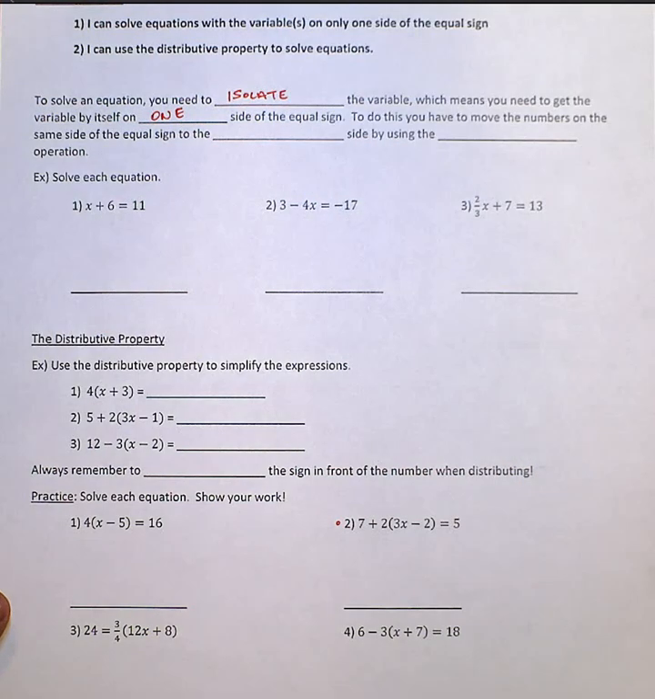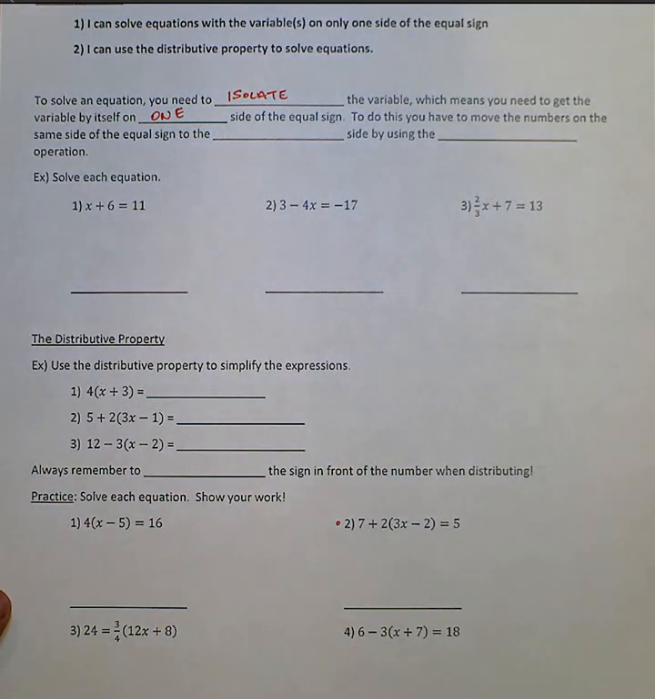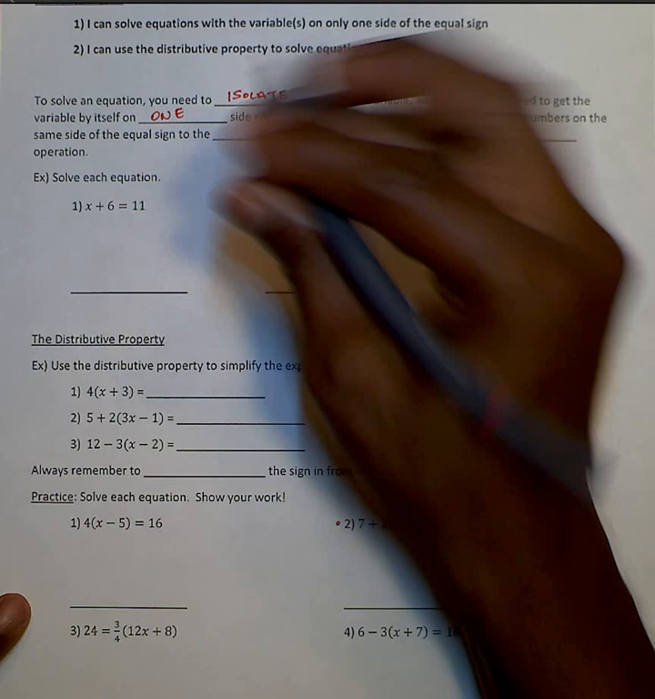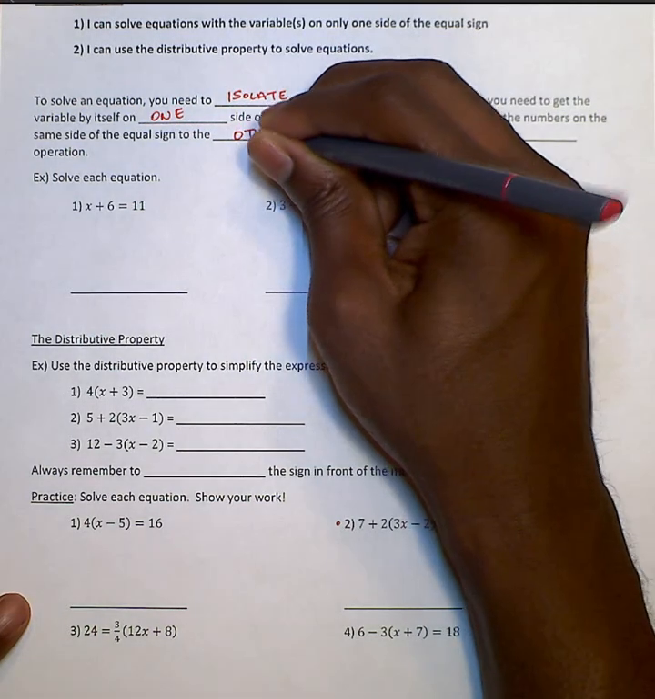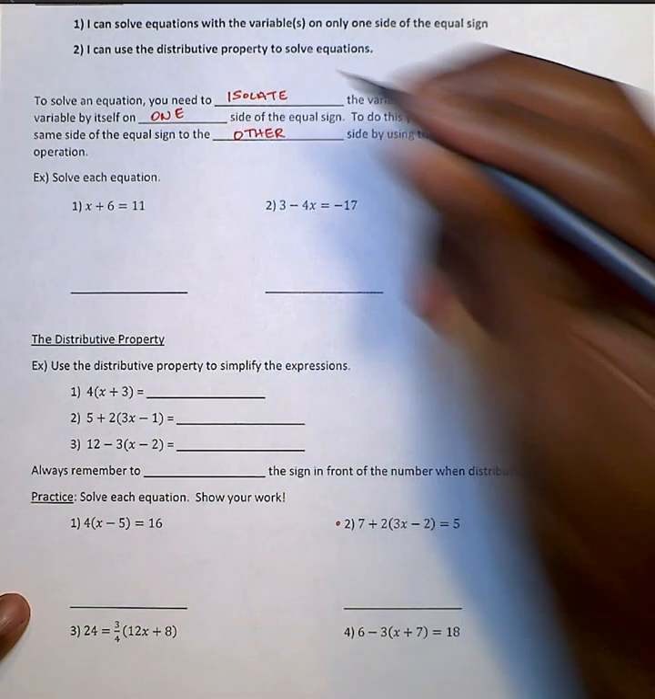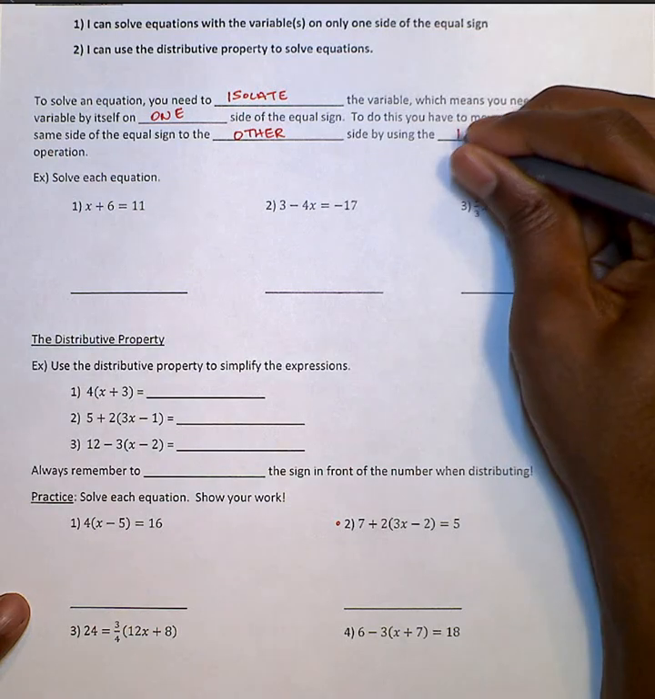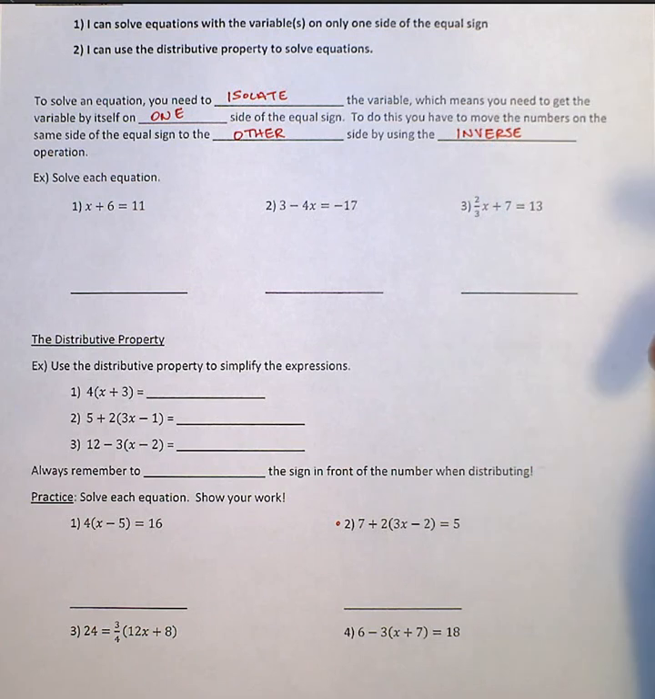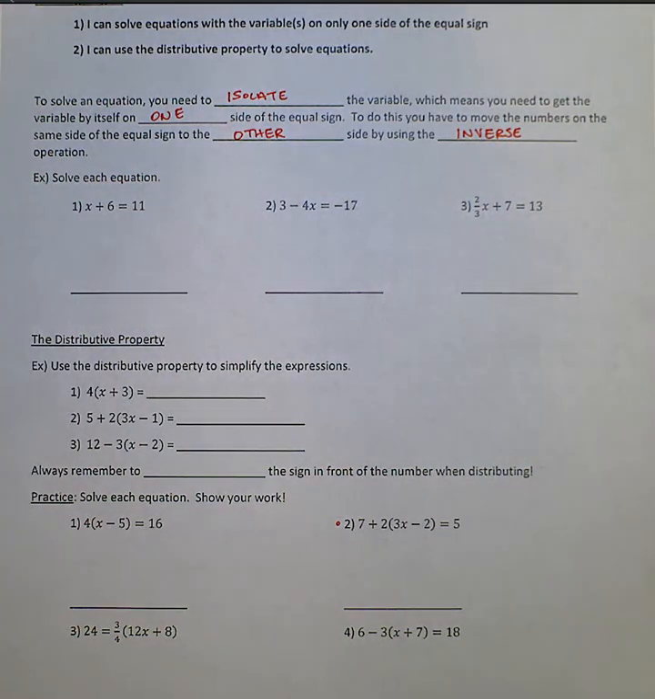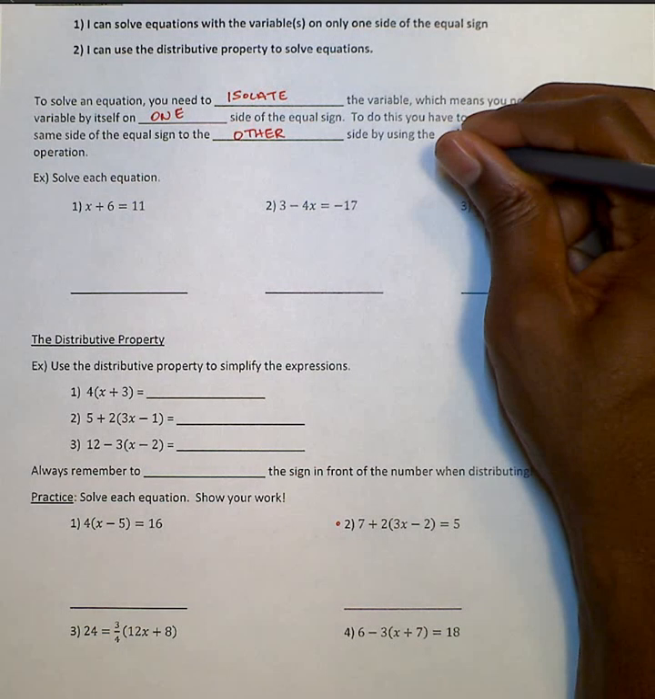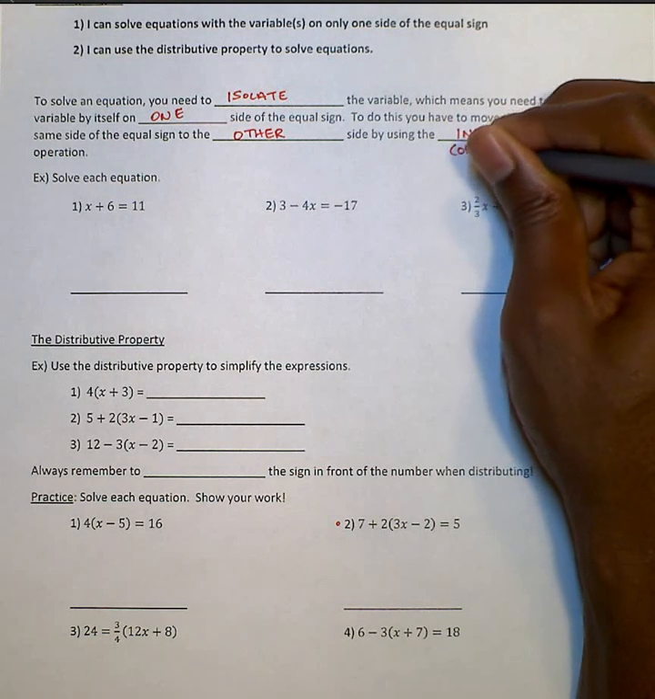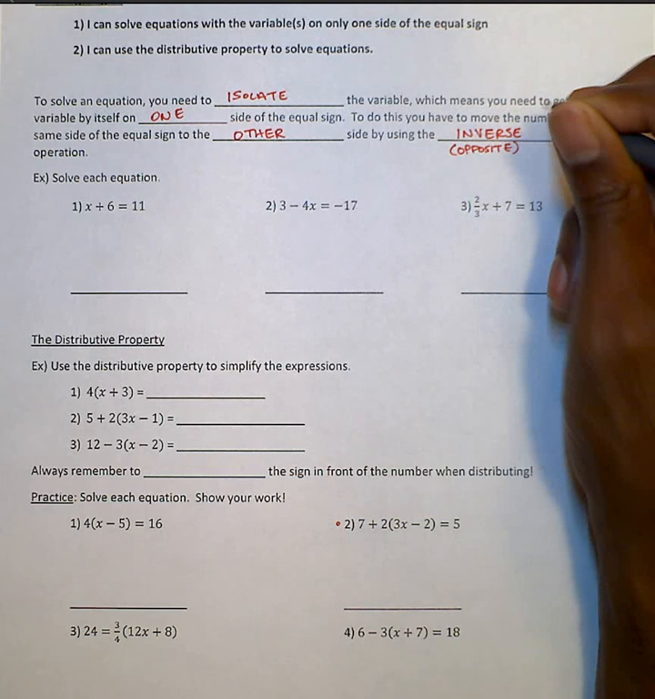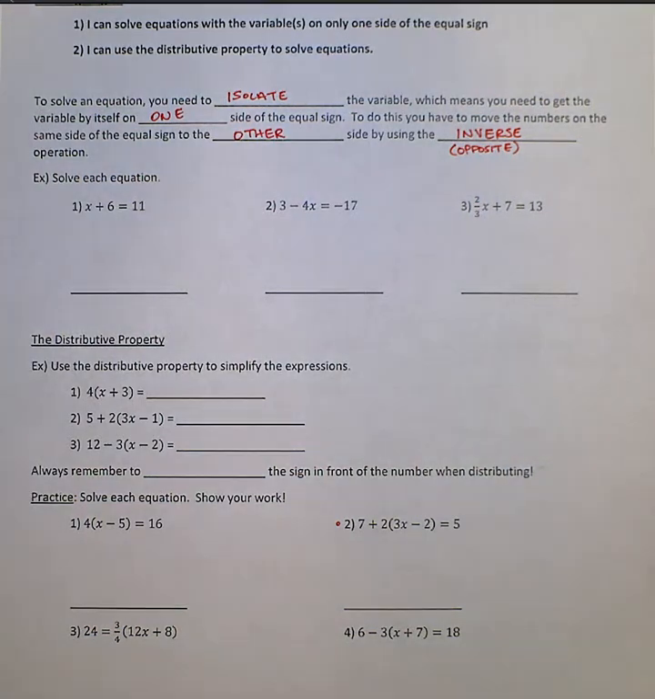Okay, to do this you have to move the numbers on the same side of the equal sign to the other side by using the inverse operation. When you think of inverse, think of the opposite. So you can call it the inverse operation or the opposite operation. So if there's addition, the inverse would be subtraction. If there's multiplication, the inverse would be division. So let's look at a few examples.